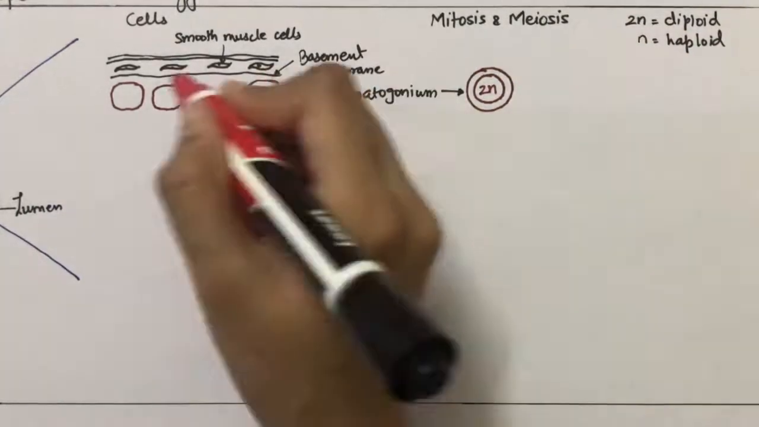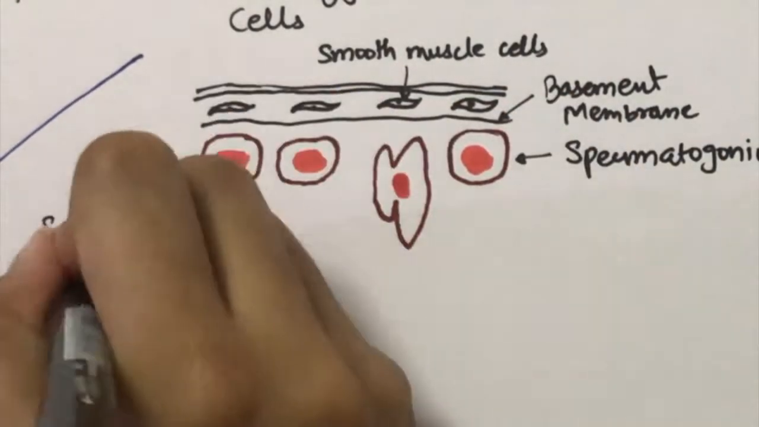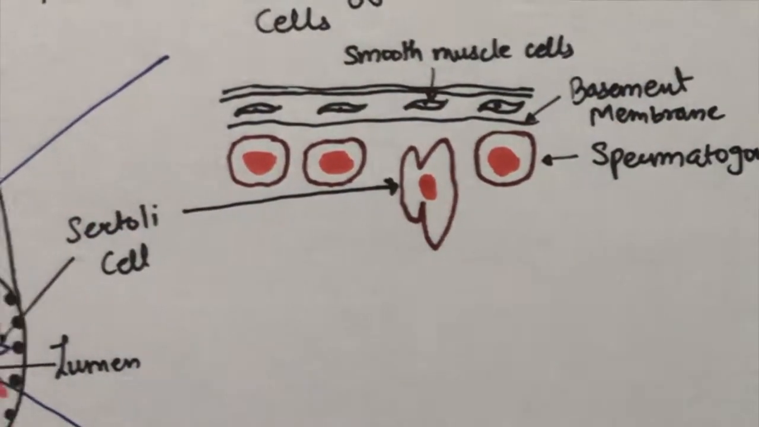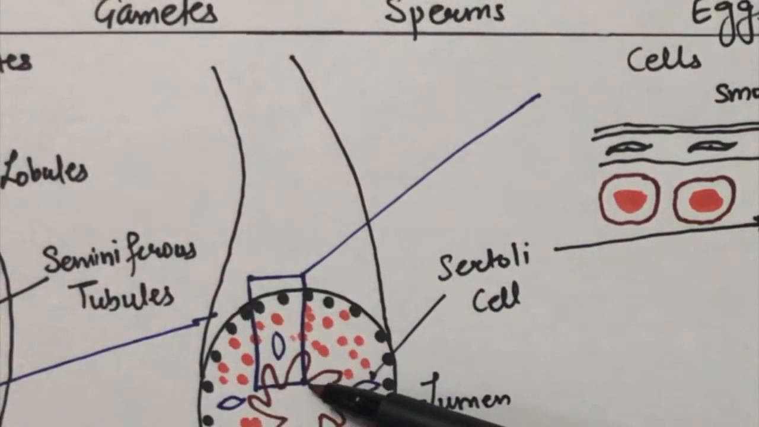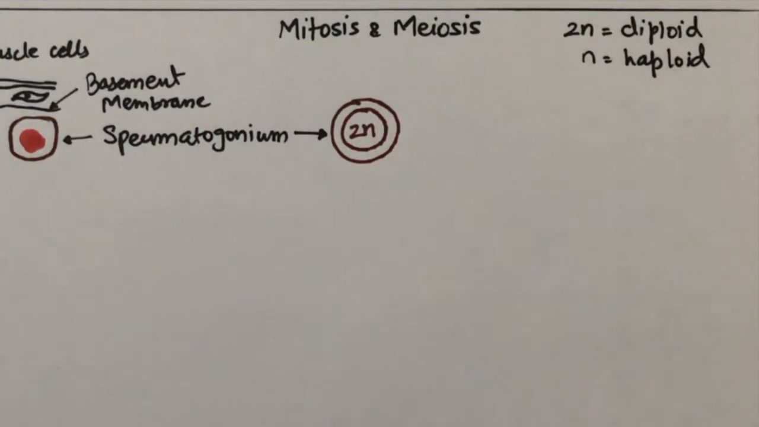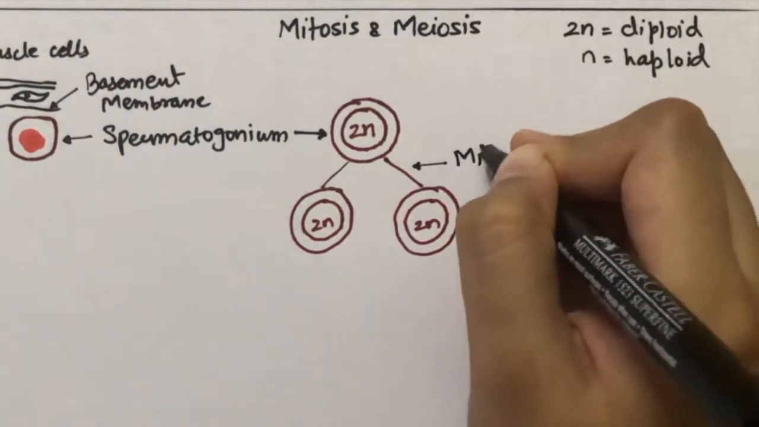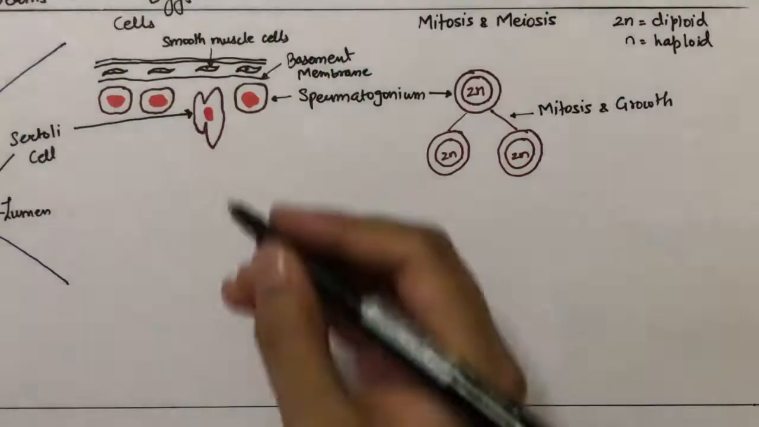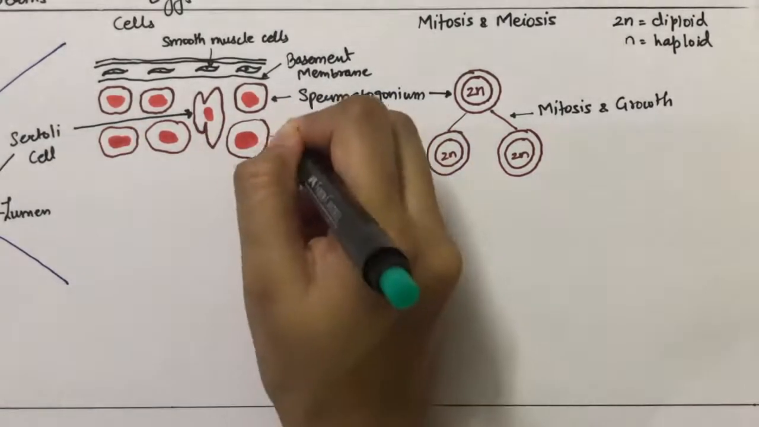Also within the germinal epithelium, you'll see randomly scattered Sertoli cells. They provide nutrition to the immature sperm cells and help transport them from the outer surface of the seminiferous tubule to the lumen. At puberty, the diploid spermatogonia get activated and proliferate by mitosis. They then undergo a period of cell growth and become primary spermatocytes.